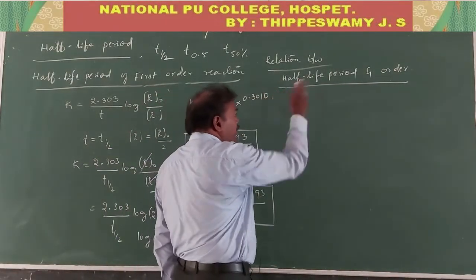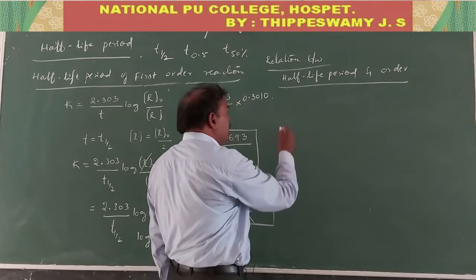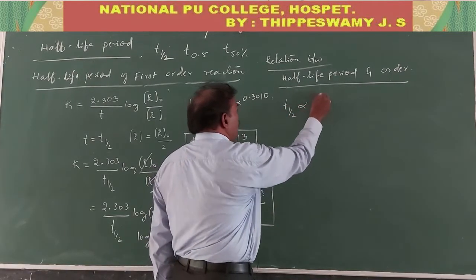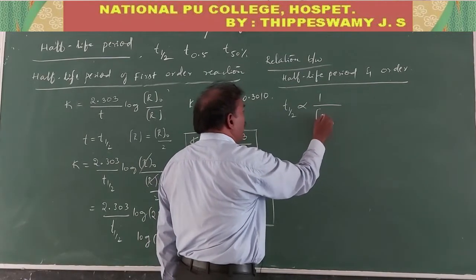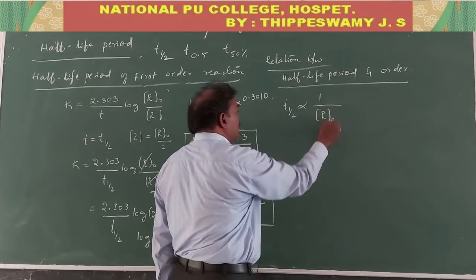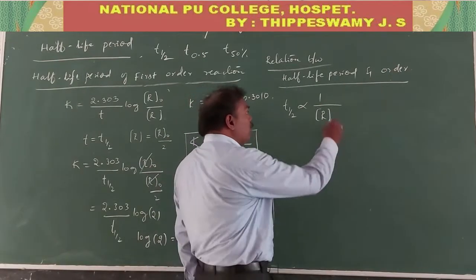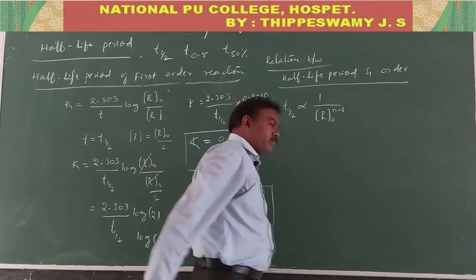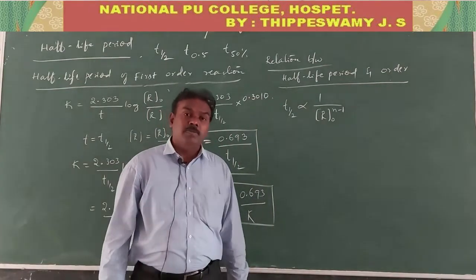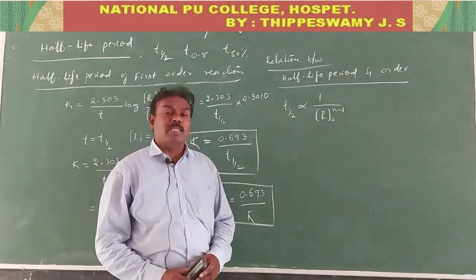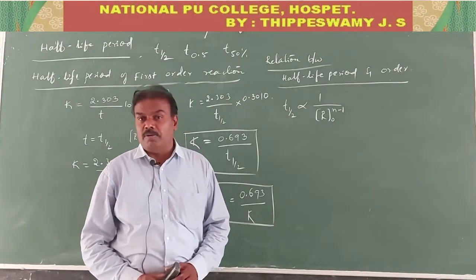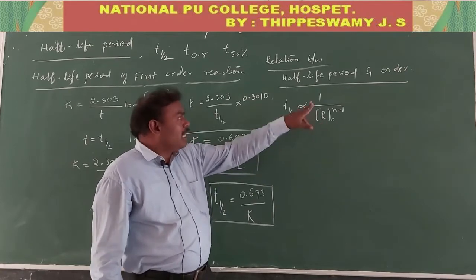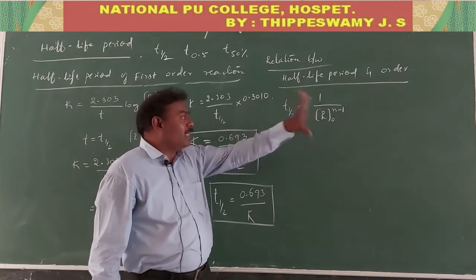Half-life period and order of the reaction are related by T half proportional to 1 divided by the molar concentration of the reactant, that is R naught to the power n minus 1. This is very, very important. Now you see, this is called the relation between half-life period and nth order.